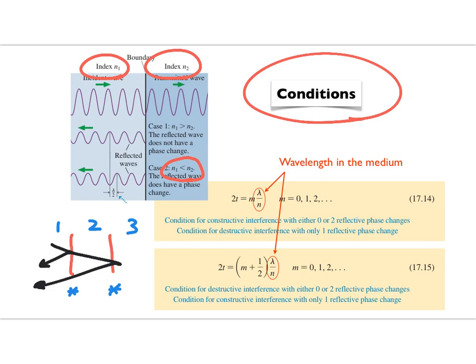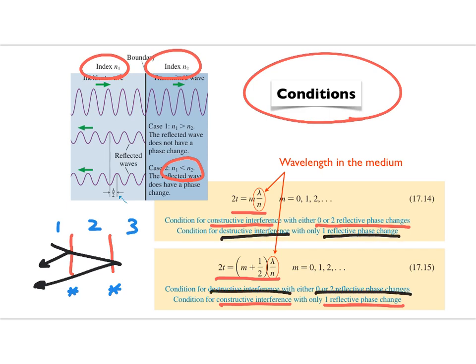If there's 0 or 2 reflective phase changes, and 2 times the thickness of the layer is equal to the index variable m times lambda over n, where n is the index of refraction of the thin film, then I will get constructive interference. If I have 1 reflective phase change, this is my criterion right here: 2t is equal to m plus a half times lambda over n. That's the condition for constructive interference with 1 reflective phase change. And you can also use those for destructive interference. So I'm going to get destructive interference if I have 1 reflective phase change for the first case, destructive interference with 0 or 2 reflective phase changes for the second case.